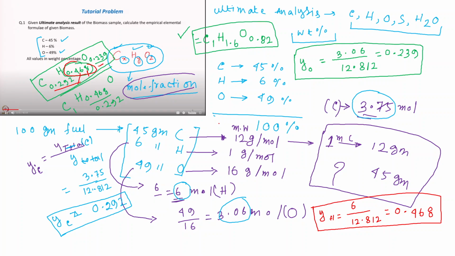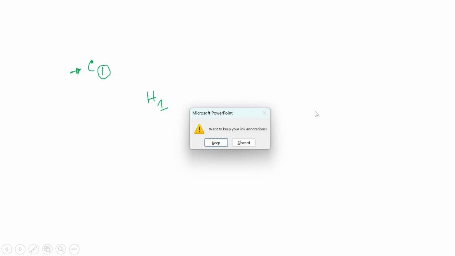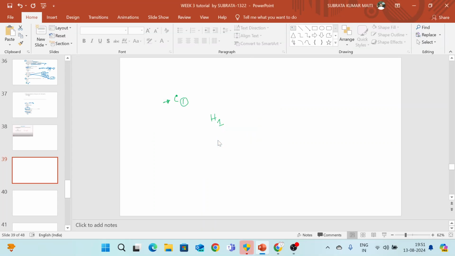These sorts of questions will generally be asked in your examinations also. This type of question is very simple, it will take just 2 minutes to calculate. If you practice once or twice, you will get it solved. I have one more question, but it is very large, so I will not go for it now.